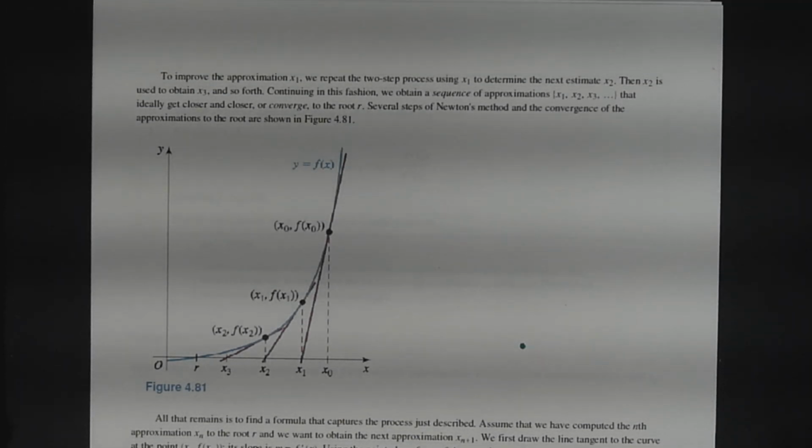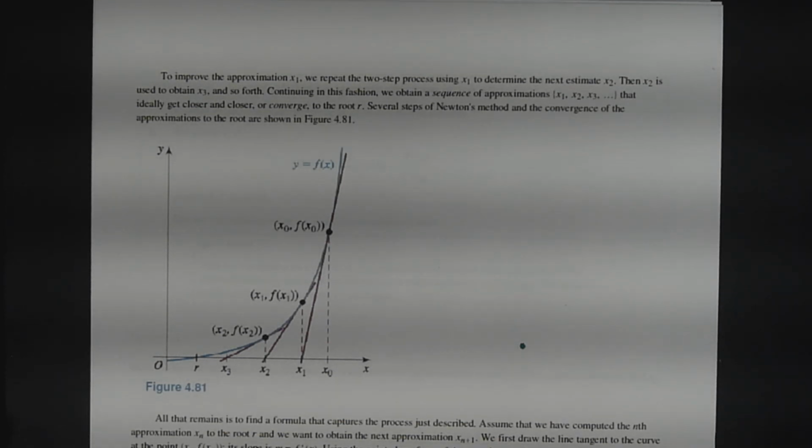So we want to improve the approximation of x1. We just repeat that two-step process using x1 to determine the next estimate, which is x2. Then x2 will be used to obtain x3, and so on. So if we continue in that fashion, we will obtain a sequence of approximations x1, x2, x3, and so on, that ideally get closer and closer, or converge, to the root, which is your r.